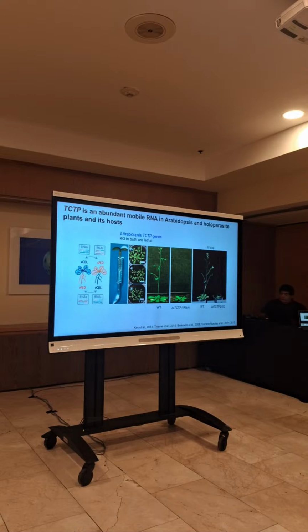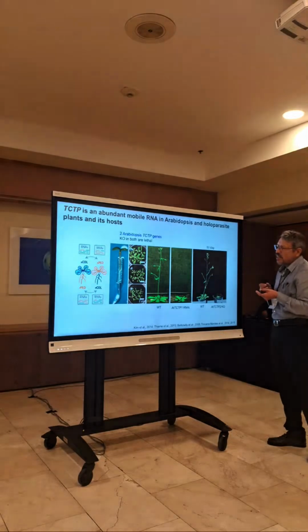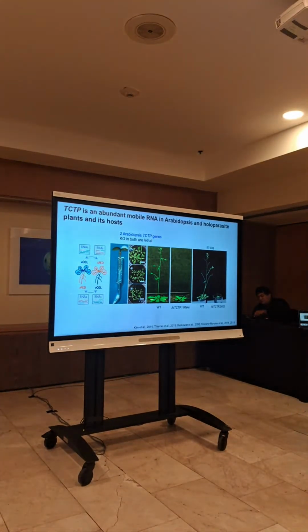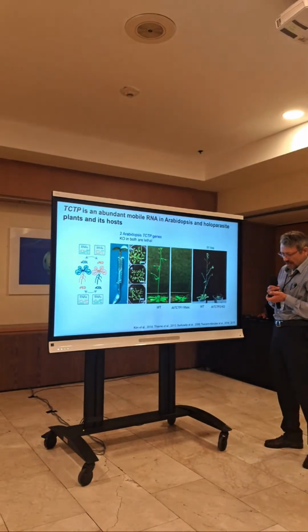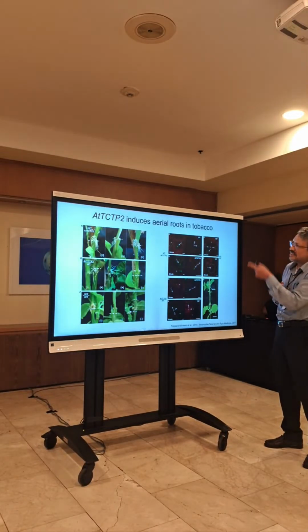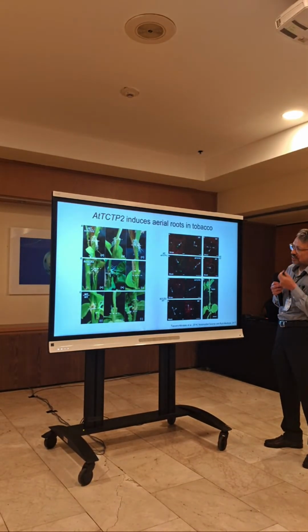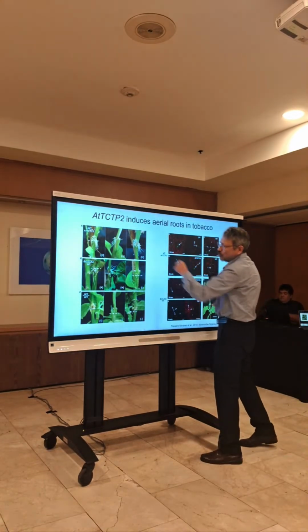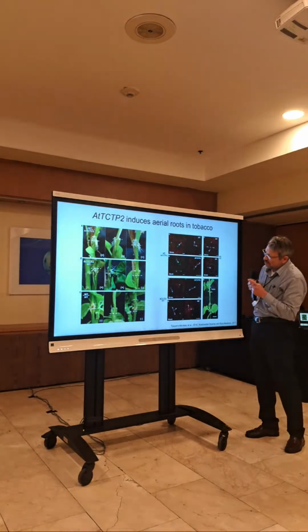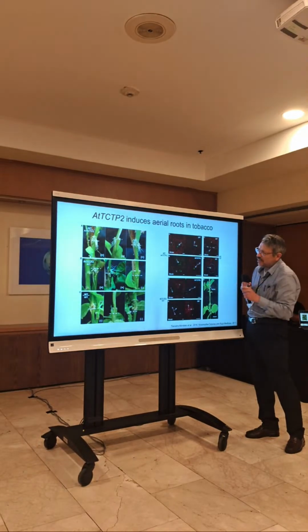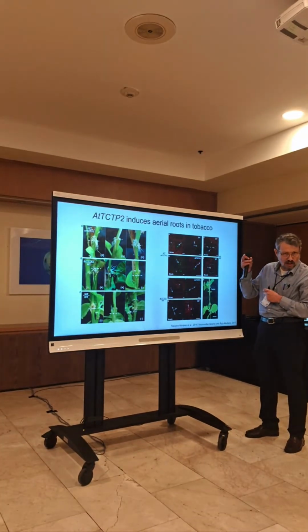Now, there are two TCTP genes in Arabidopsis, and they must have different functions, because when you knock out one, the other cannot compensate for the function of the lost gene. And we have analyzed this gene, and when it's expressed in tobacco, it moves long distance and induces aerial roots in the graft. And this correlates with the localization of this protein in the nuclei in the scion, in the non-GM side.